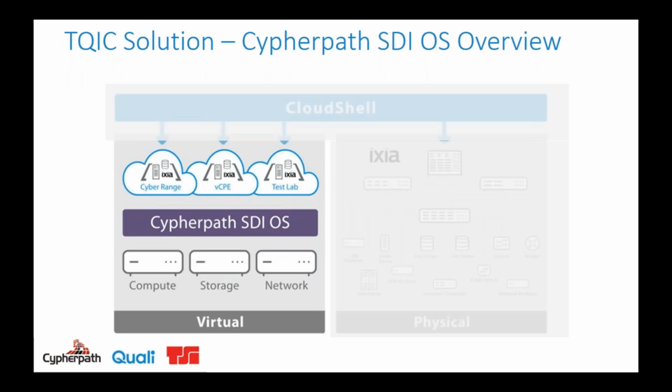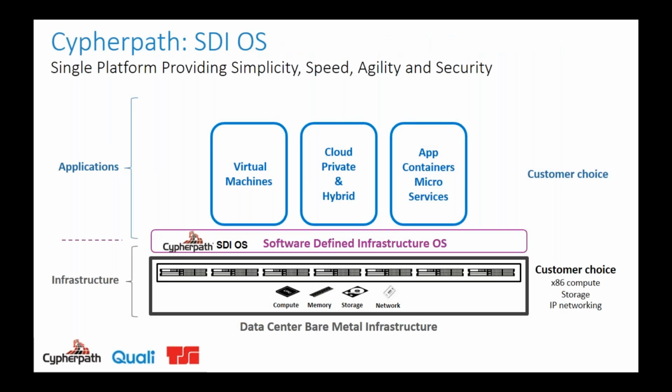The Cypherpath SDI-OS product offering is used to define, deploy, and run the virtual infrastructure, software, and applications of this test environment developed using the TQIC solution. Cypherpath SDI-OS product is a software offering, as I mentioned. It deploys on x86 compute systems, on-premise or on clouds that support bare metal compute. Customers can choose their underlying compute, storage, and networking hardware infrastructure that they want to deploy on.